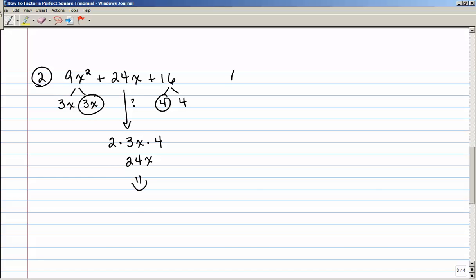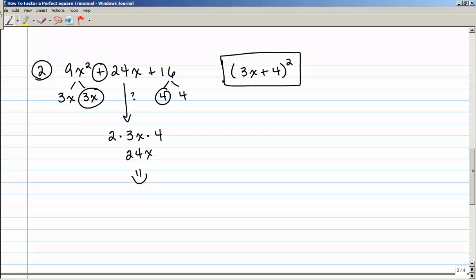So I'm going to take my 3x and my 4 and put them into parentheses with a plus, because there's a plus in front of the middle term. Square it. And so my final answer is the quantity 3x plus 4 squared.